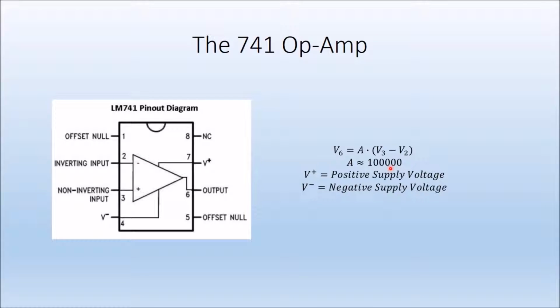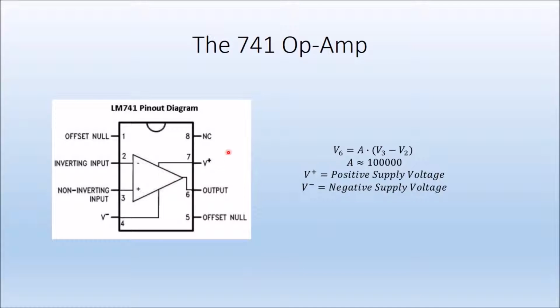This value of A is around 100,000 times, so that's why it's called an amplifier. Of course, if you connect it directly like this, it has very little use except as a comparator. So it goes to the positive supply voltage in case V sub 3 is higher than V sub 2, and it goes to the negative supply voltage if V sub 2 is higher than V sub 3.